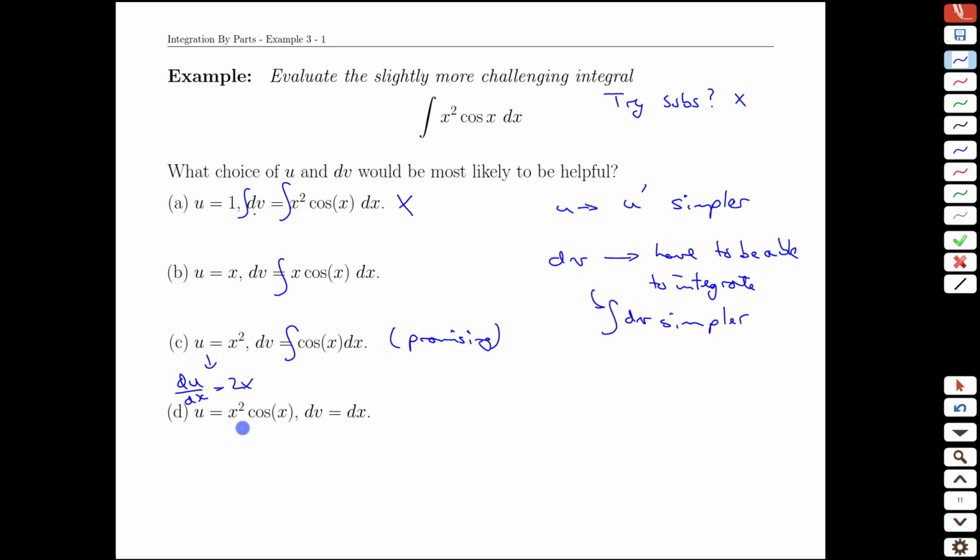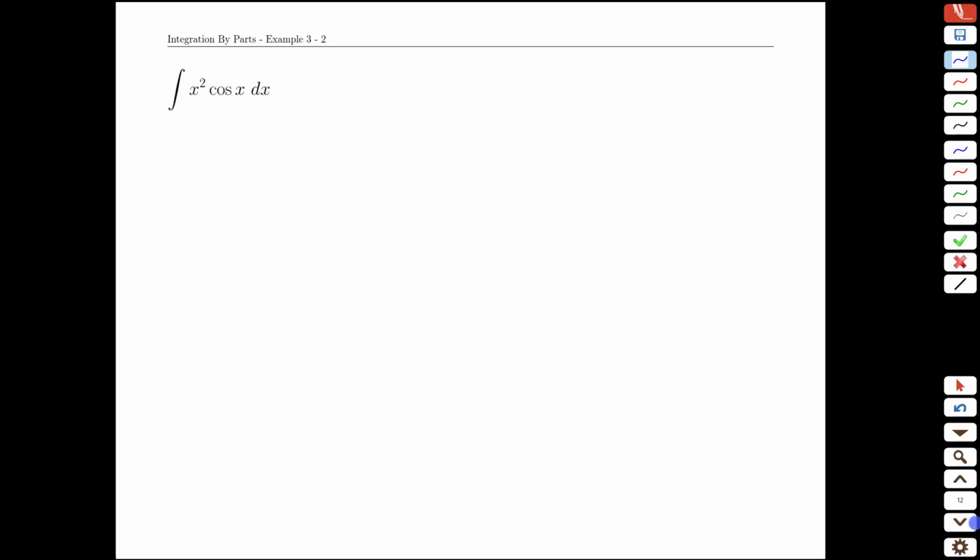Looking at this last option, if we take a look at the u part, the du dx requires the product rule. And again, there's nothing wrong with that, but it's going to mean a very complicated du dx form when we're done, so it's not what I would try first. So this one here, option C, is what we're going to try as a first step. u equals x squared, and the dv being the cos of x dx part. So let's put that into motion.